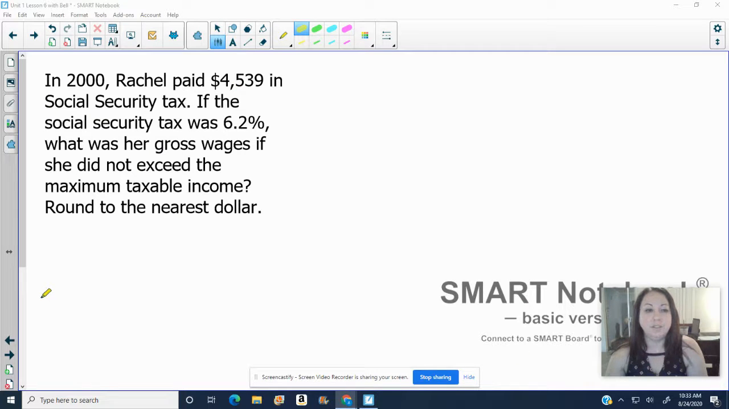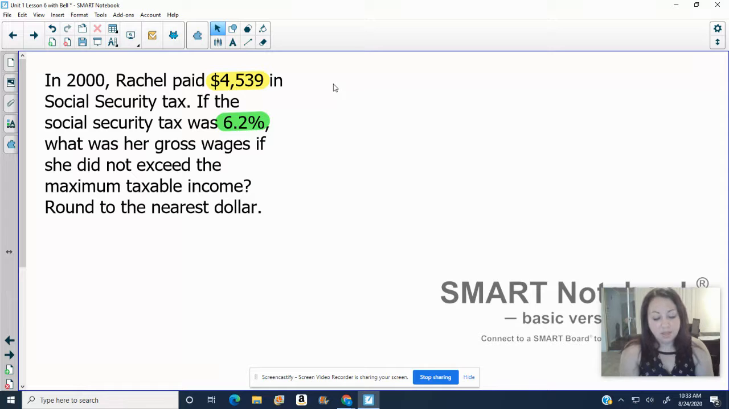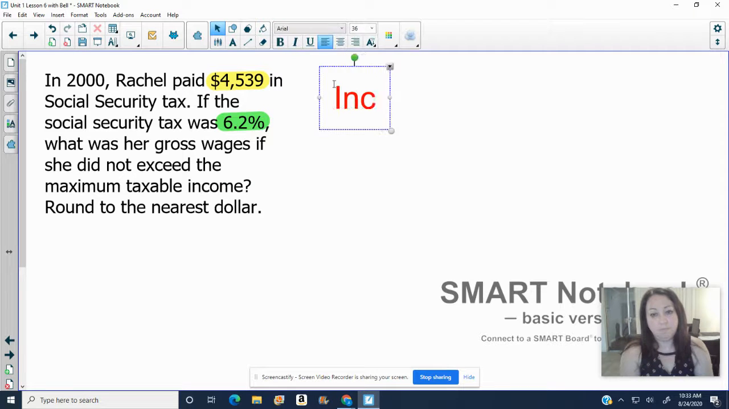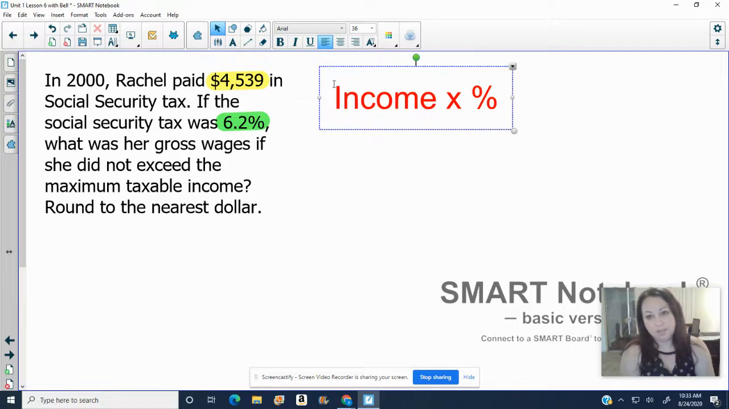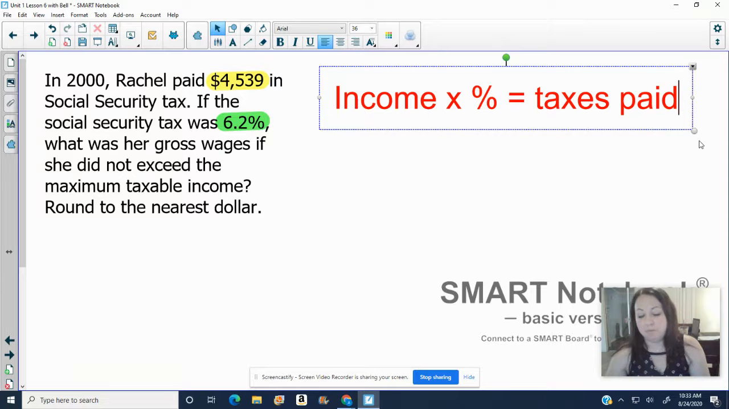So it reads, in 2000, Rachel paid $4,539 in Social Security tax. If the Social Security tax was 6.2%, what was her gross wages if she did not exceed the maximum taxable income? Okay, so they're giving me, in this example, her taxes paid and the percent for Social Security. You guys remember, when we look at this one, this is gonna be our income, which is whatever our income is for the year, times our percent, giving us taxes paid. So that's what we're gonna be plugging into on this one.